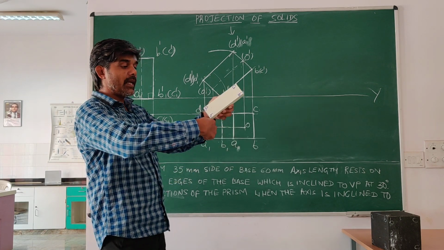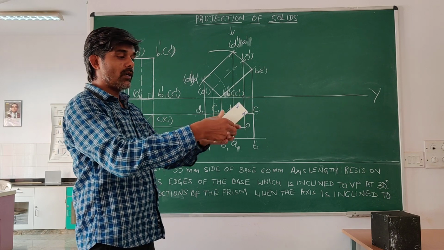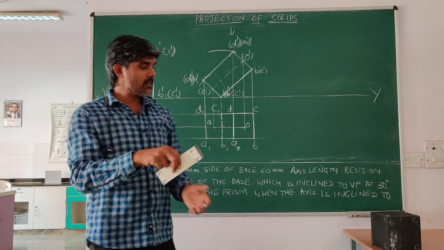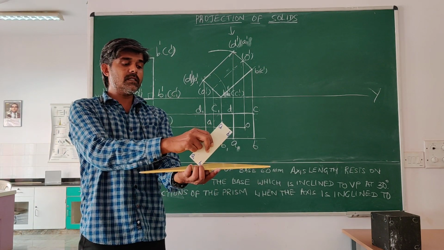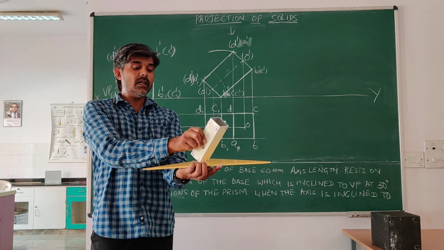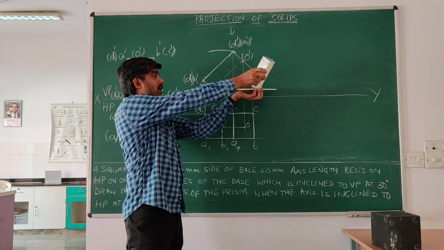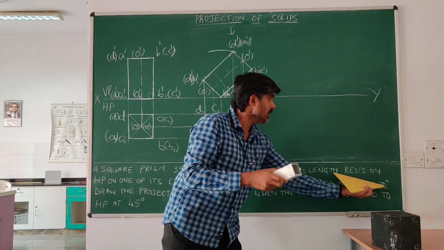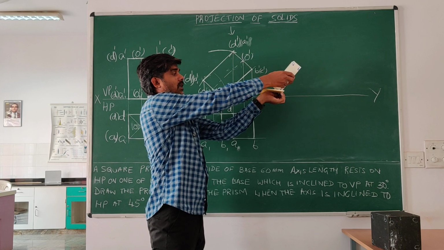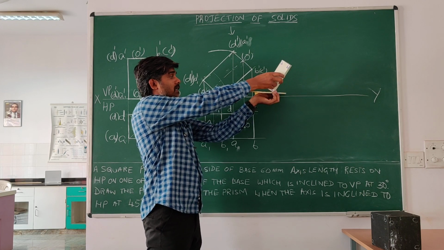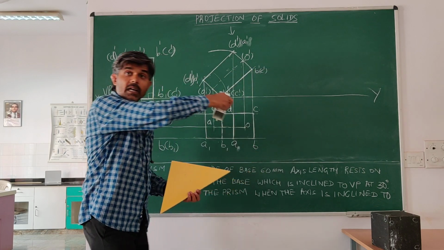Now, I want to make this inclined to VP at an angle of 30 degree. So what I will do is, I will rotate this such that this angle becomes 30 degree to VP. It is like this right now, so I rotate it in such a way that this edge, if I extend it, will intersect the VP at 30 degree.